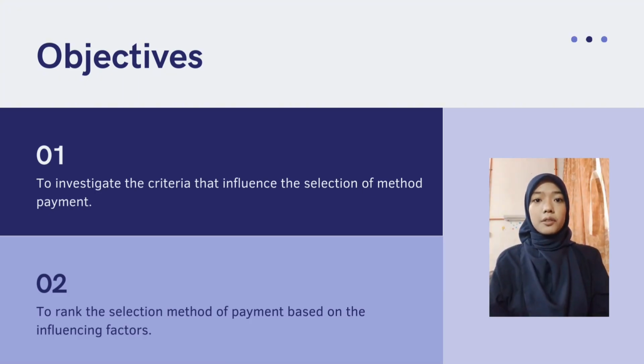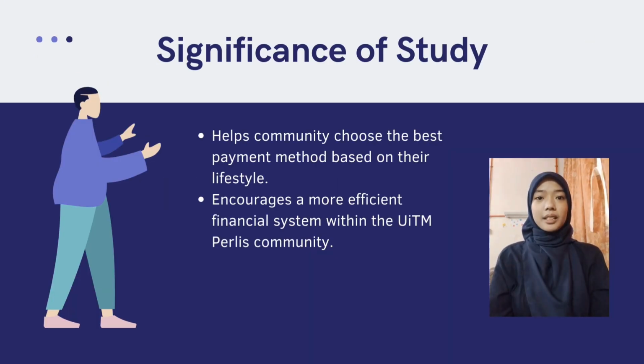There are two objectives regarding this study, which are to investigate the criteria that influence the selection of payment method and to rank the selection method of payment based on the influencing factors. As we explore the significance of this study, it is important to understand how it benefits the community in UiTM Place. First, this study helps the community by guiding them in choosing the best payment method based on their lifestyle and preferences. With so many payment options available, understanding which method suits them best can enhance convenience and security.